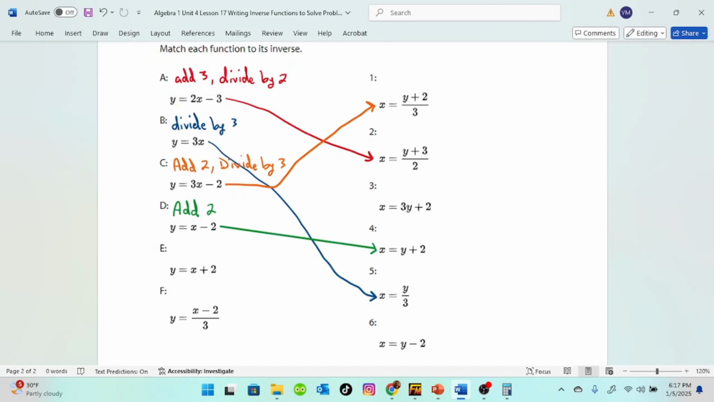Next we have E. Y equals x plus 2. The opposite of adding 2 is minus 2. So we want to look for y minus 2. We see that on number 6, so the inverse of E is number 6.